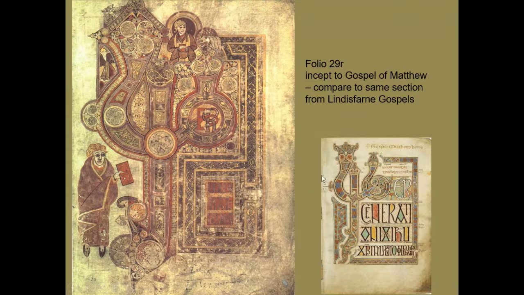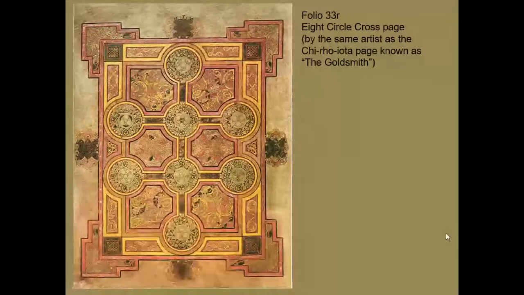Certainly the Lindisfarne book is, in comparison, somewhat easier to read than the Book of Kells. This is one of the most beautiful of the pages. This is Folio 33, the recto, the front page. This would have been on the right-hand side, kind of closing a section. This is most likely by the same artist as the artist who made the most famous page of the entire Book of Kells, the Chi Rho Iota page, which we'll look at in a moment.